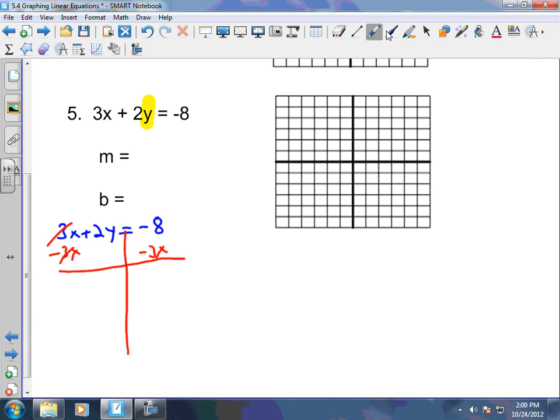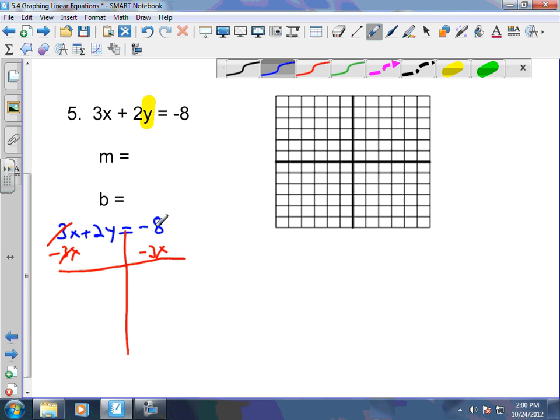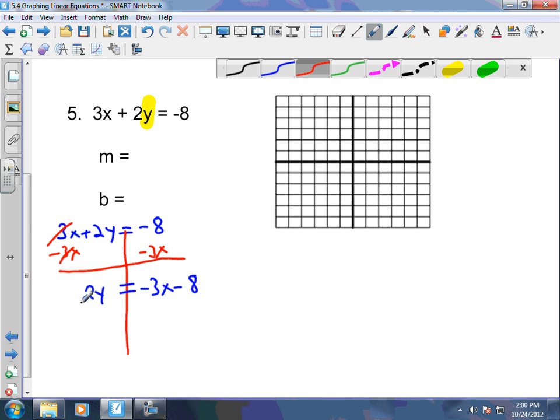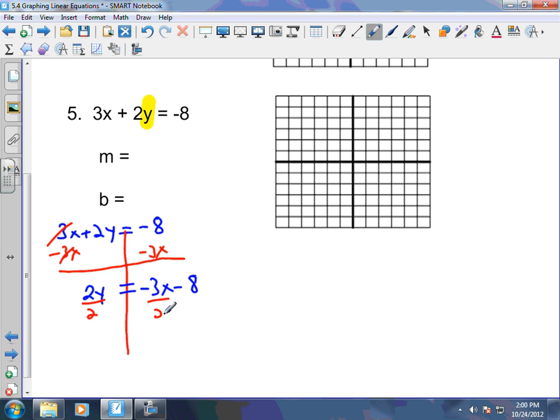My 3x's cancel on the left. And can I add negative 8 or subtract negative 8 and negative 3x? No, they don't both have an equal sign. So I get 2y equals negative 3x minus 8. You must put the number with a letter first. Now, I'm simply going to divide everything by 2. 2's cancel out, become 1. Y equals negative 3 over 2x minus 4.